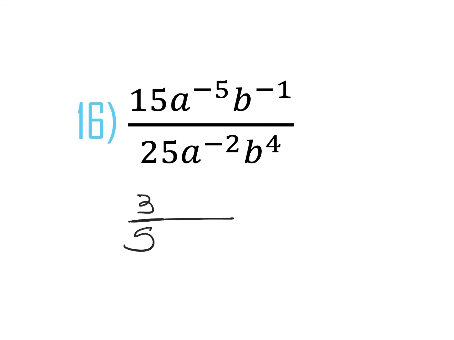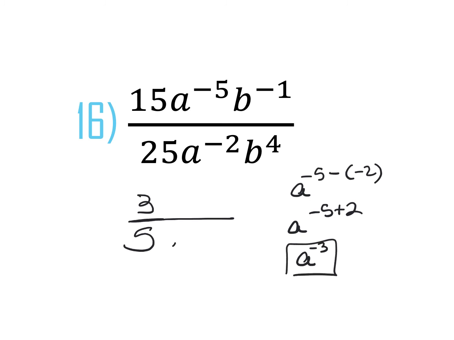Now, if I want to just subtract the powers, I could do the A. The A is -5 minus -2. Again, a keep flip change, or a stay change change. And this will become A to the -3. Remember, when you get a negative, this gets written in the denominator.